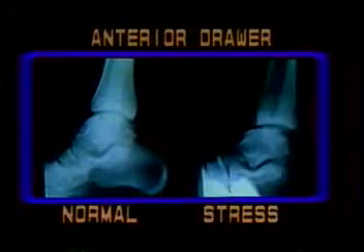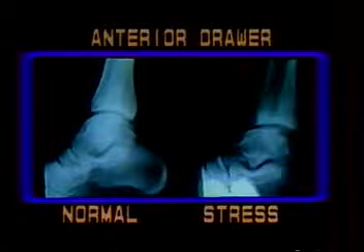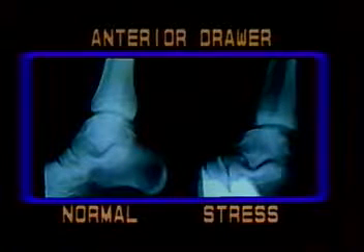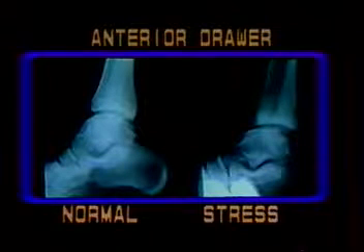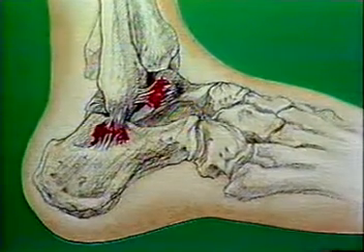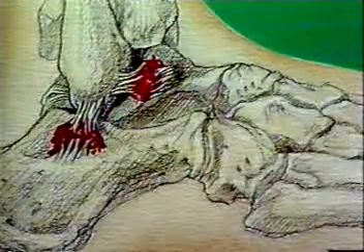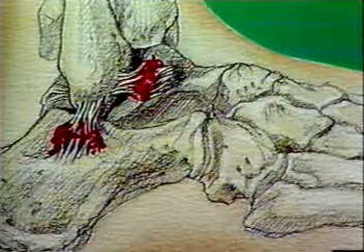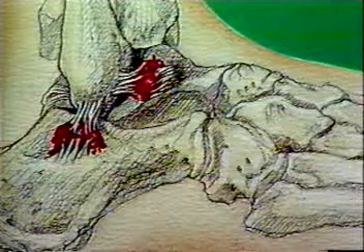The anterior drawer test may not be diagnostic if the pain of the acute injury prevents full patient relaxation and cooperation. Local or general anesthesia may have to be utilized in order to perform instability tests accurately. For lateral instability, both the anterior talofibular ligament and the calcaneofibular ligament must be torn. This injury will allow the talus to tilt in the ankle mortise.